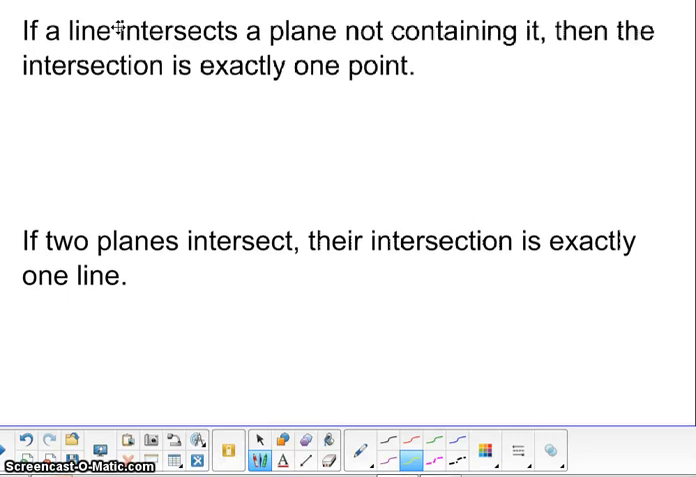If a line intersects a plane not containing it, then the intersection is exactly 1 point. So we've already started this. Again, a plane is usually represented by a parallelogram, so I'm going to go ahead and draw that first. Again, geometry would be a good idea here.